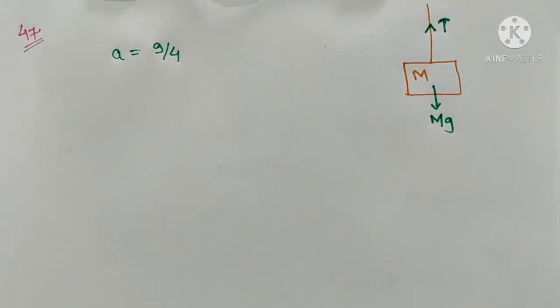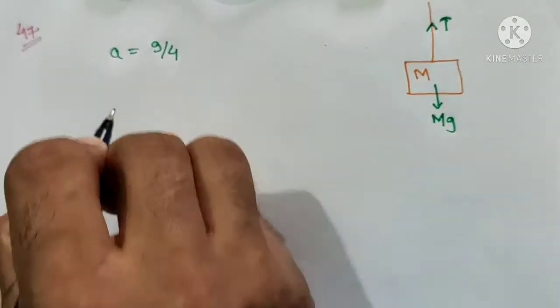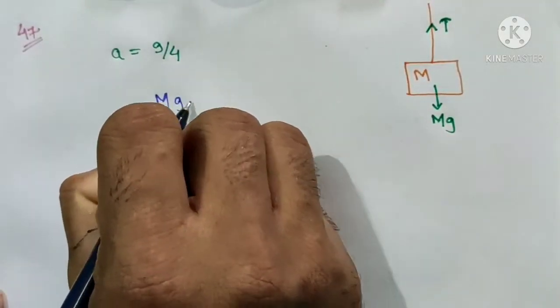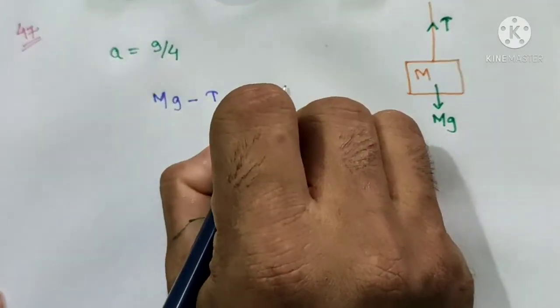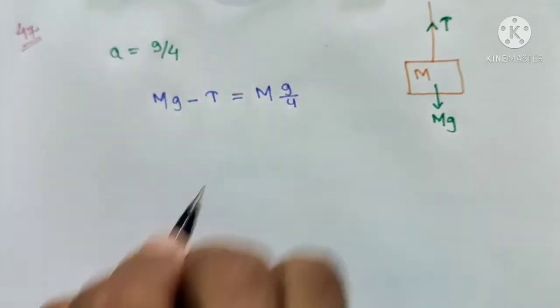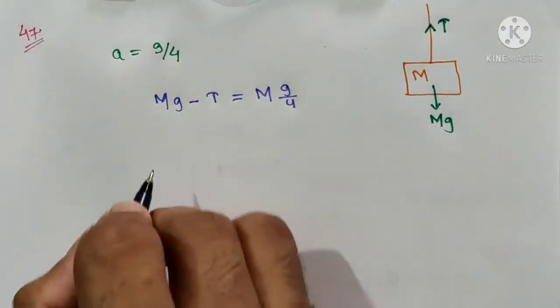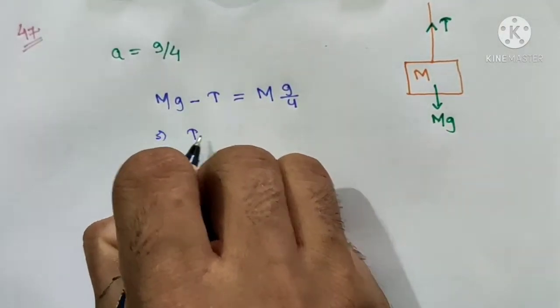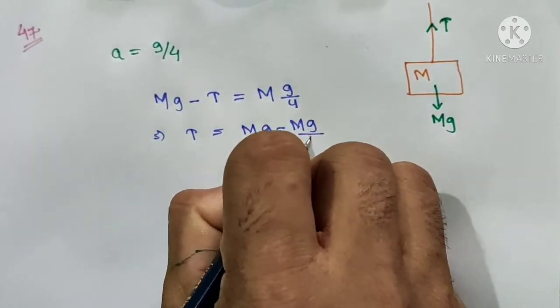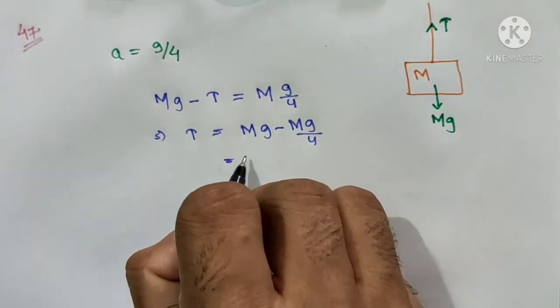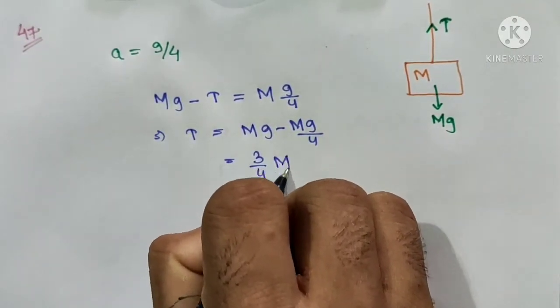So from equation of motion we can write that it is moving downward. So mg minus T equal to m times acceleration, that is g by 4. So from here T equal to mg minus mg by 4, that is equal to 3 by 4 mg.